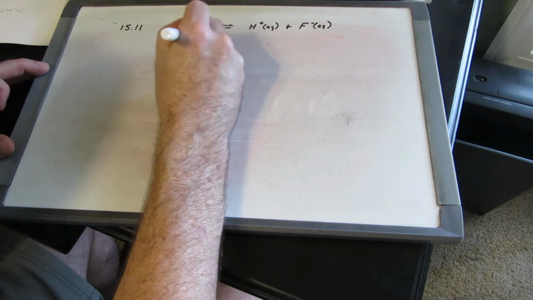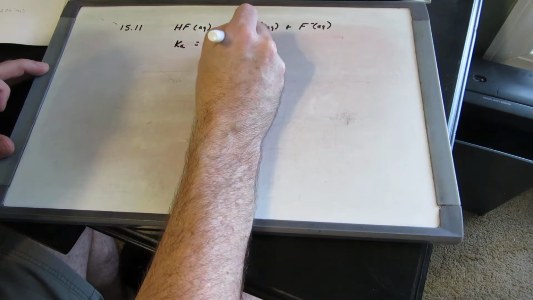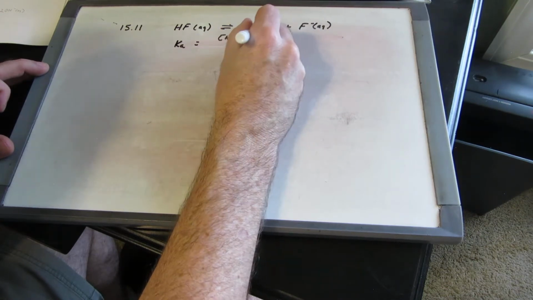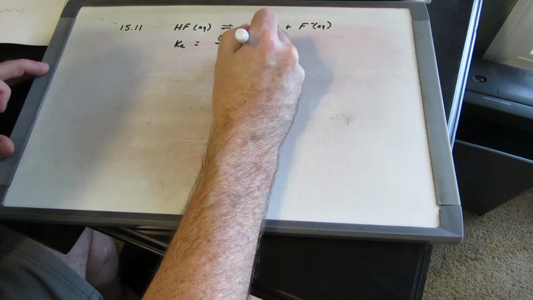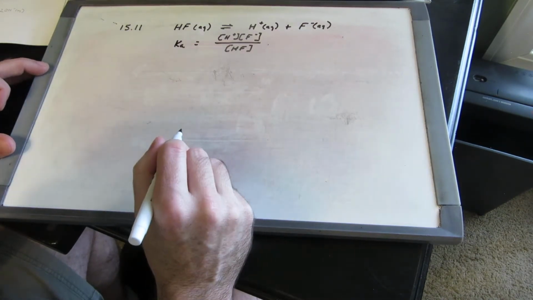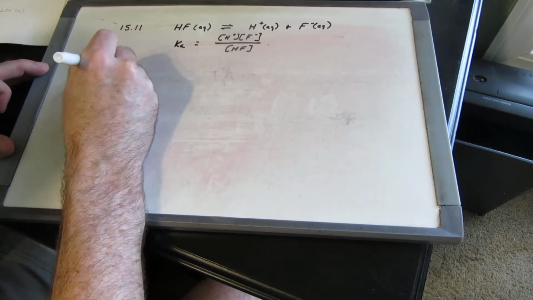So K sub A will be the concentration of H plus times the concentration of F minus over the concentration of HF. That's all there is to it. Now 15.12, we'll get to the bases there.